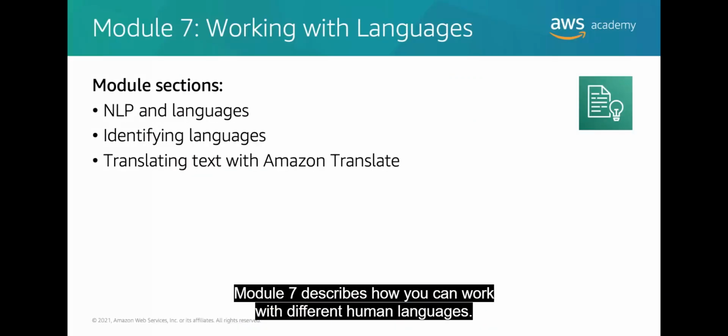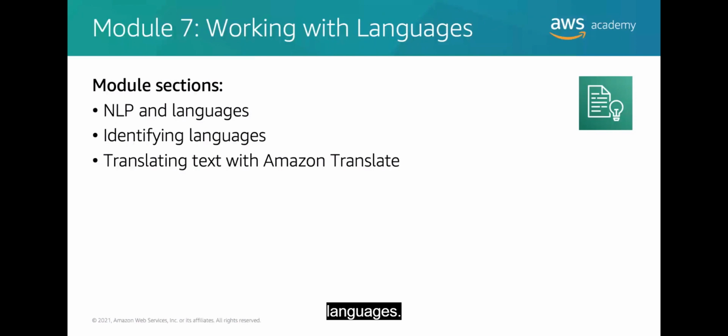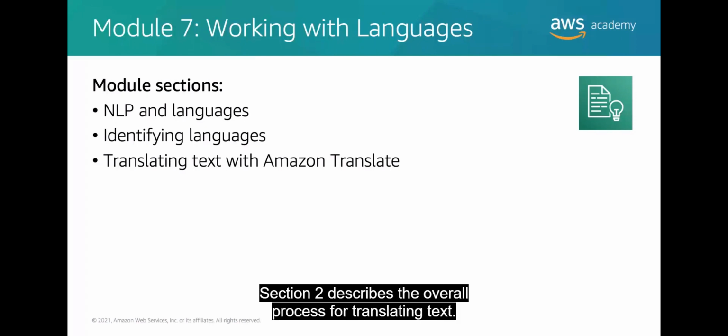Module 7 describes how you can work with different human languages. Section 1 provides a high-level overview of the challenges of working with languages. Section 2 describes the overall process for translating text.